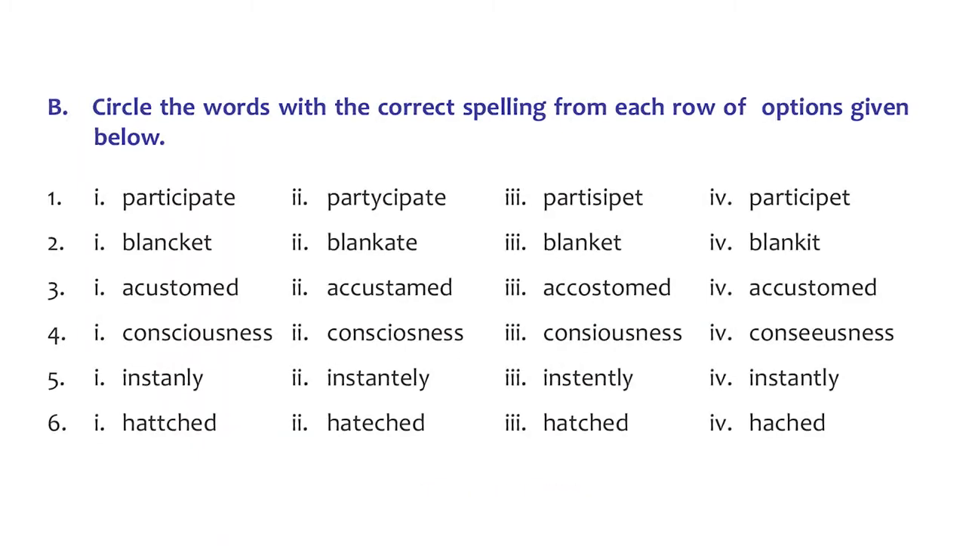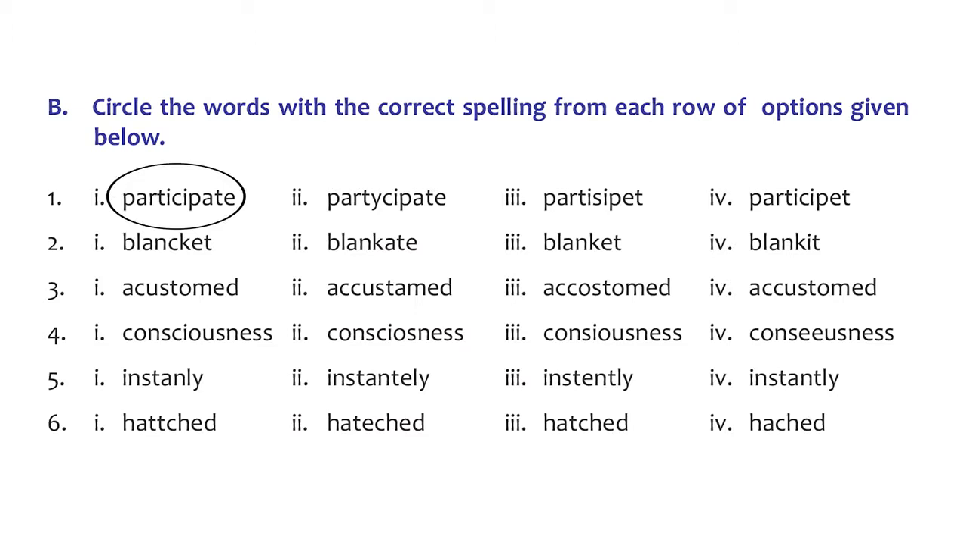Let's move on to page 21 where another exercise is given, again based on spellings. Circle the words with the right spelling from each row of options given below. There are rows of options given. You have to pick out the right spelling. Let's look at one. Participate is given with different spellings. Pick out the right spelling. This is where you have to learn the spellings of these words so that you can pick out the right one. The first option is the answer.